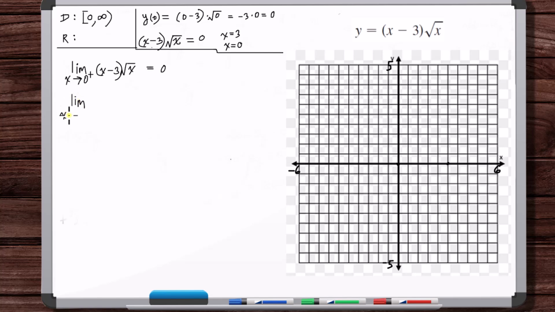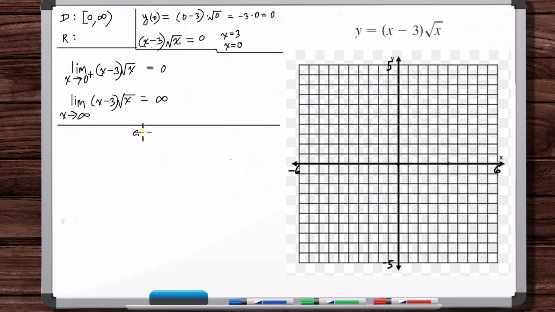Okay, now this infinity, what do you get here? Infinity minus 3 is infinity. Square root of infinity is infinity. So you have infinity times infinity. This is equal to infinity.